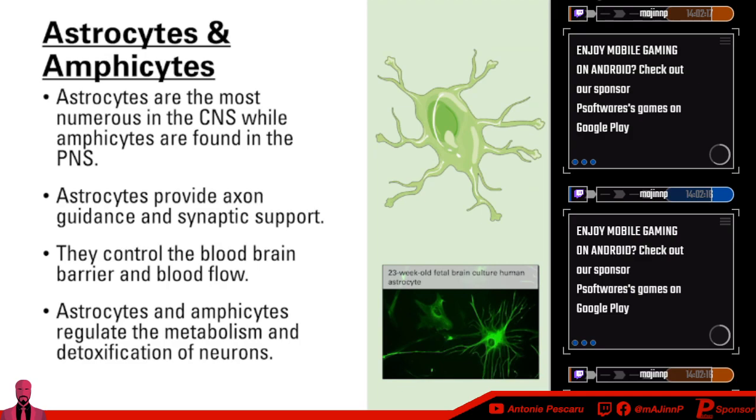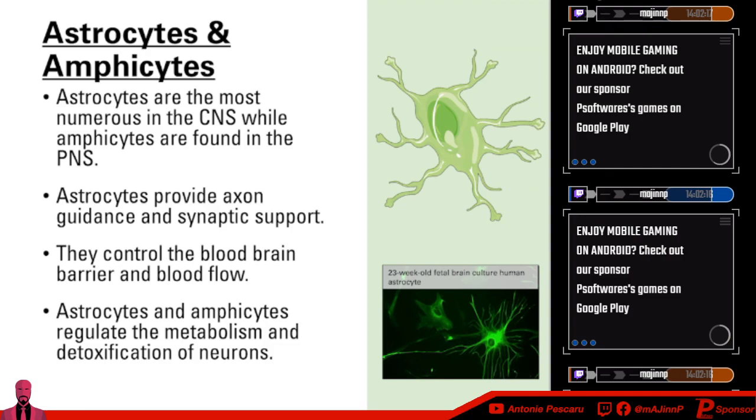I couldn't find any images of them. But again, like I said, they're grouped together because they basically do the same thing. Astrocytes are the most numerous, there's a very high amount of them in the central nervous system, while amphicytes are mostly found in the peripheral nervous system, right? Basically, astrocytes provide axon guidance and synaptic support.